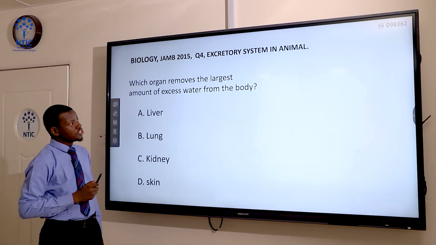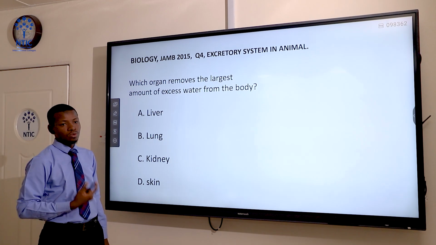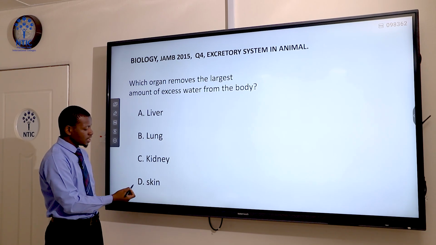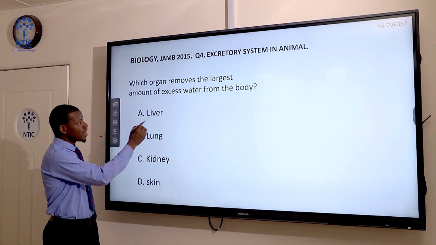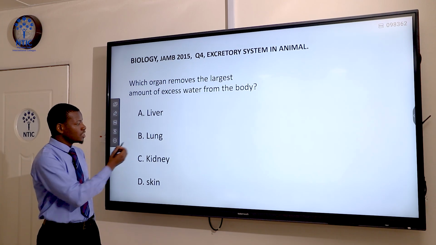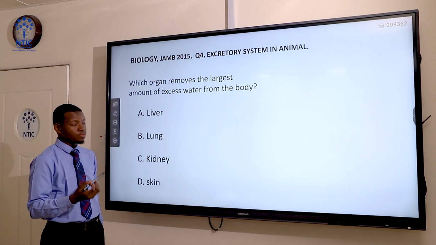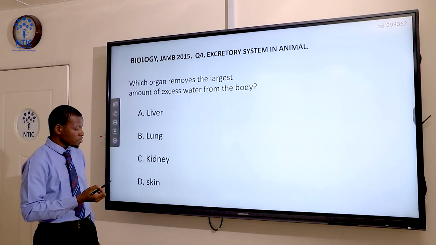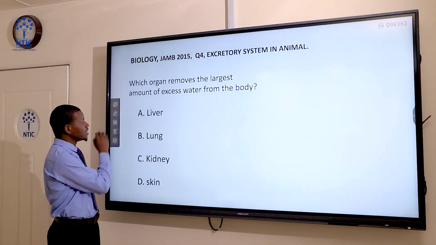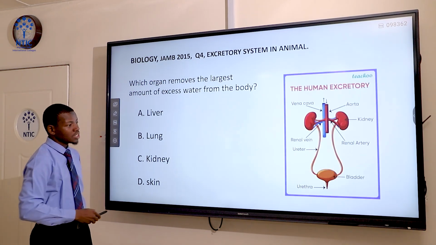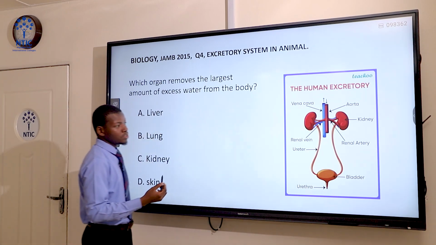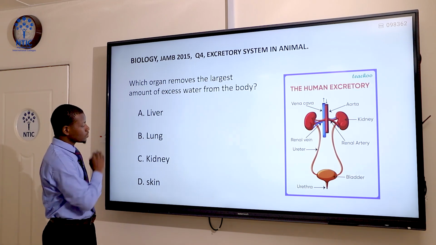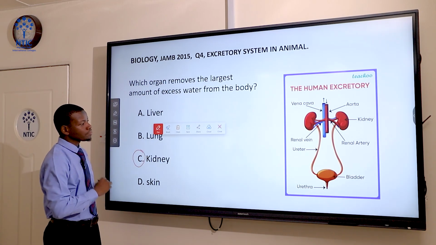Question number 4. Which organ removes the largest amount of excess water from the body? Option A, liver. Option B, lungs. Option C, kidney. Option D, skin. Now, the liver does not remove water from the body, but the lungs can remove a certain amount of water from the body in the form of water vapor. The skin also can remove a certain amount of water from the body in the form of sweat, while the kidney is the one that removes the largest amount of water from the body. First, it filters materials out of the blood, then later it excretes them. So the correct option here is C.